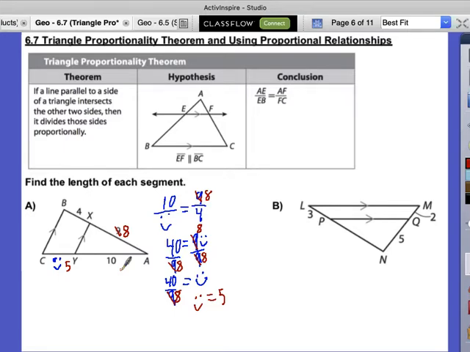And that's true here only because these two lines are parallel. If this line was not parallel to the third side, we could not do this proportion. We couldn't find any of this. But we can do that because it's proportional. Unless we have these two lines parallel, we can't know that.